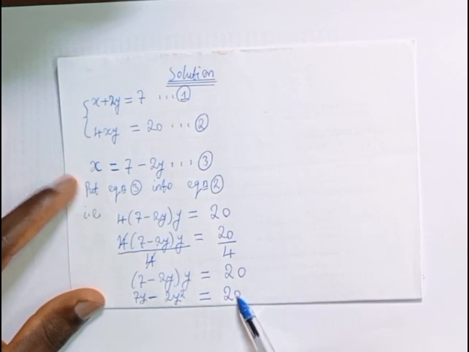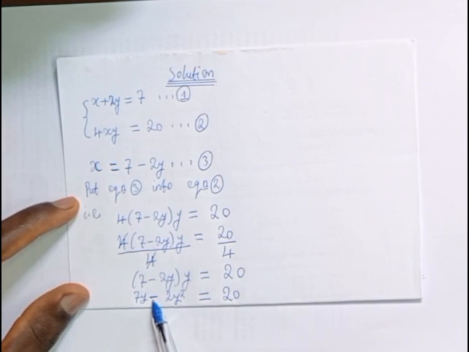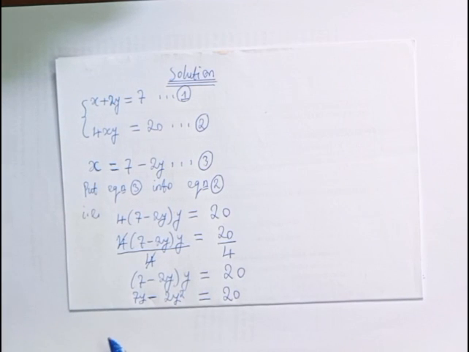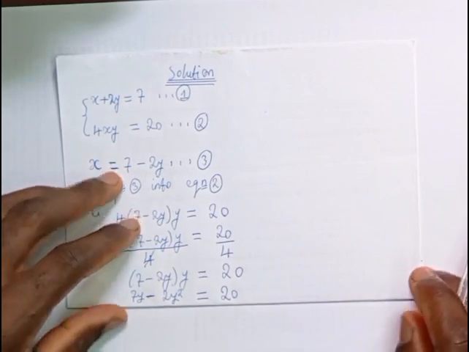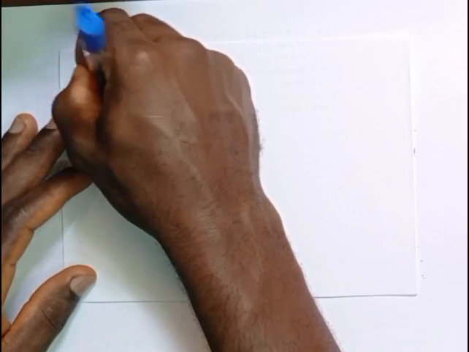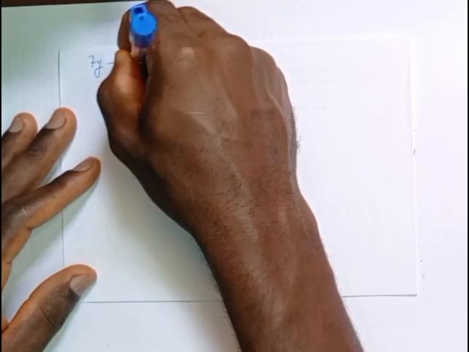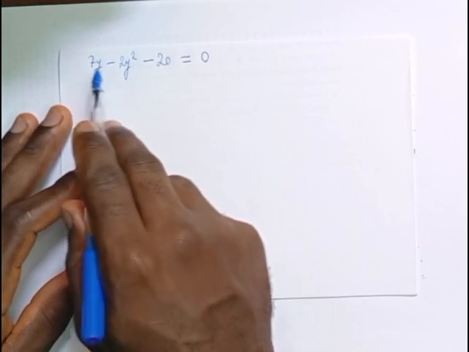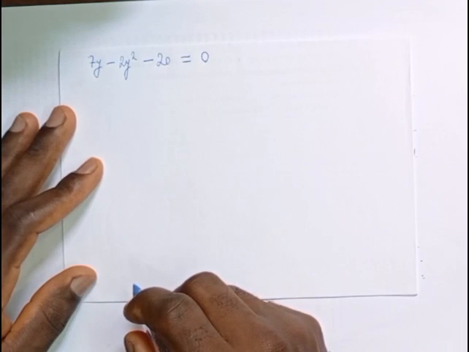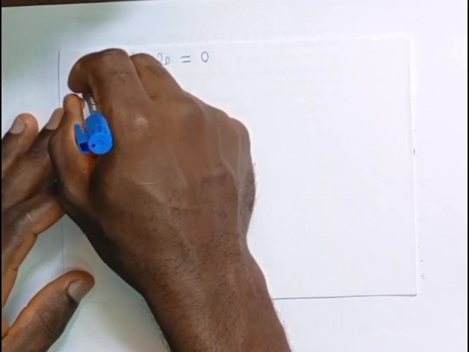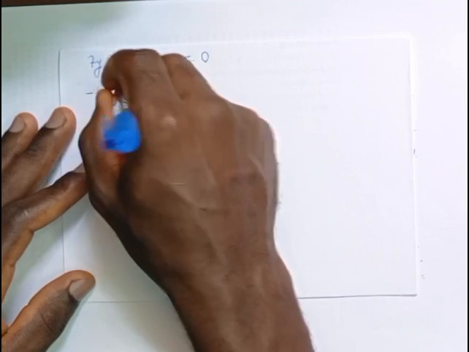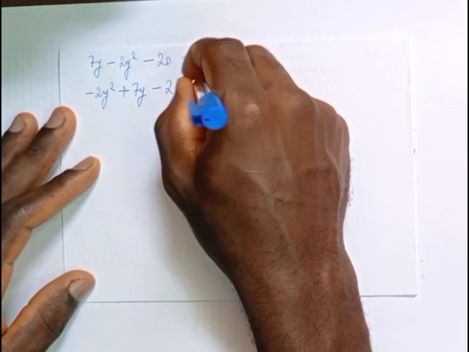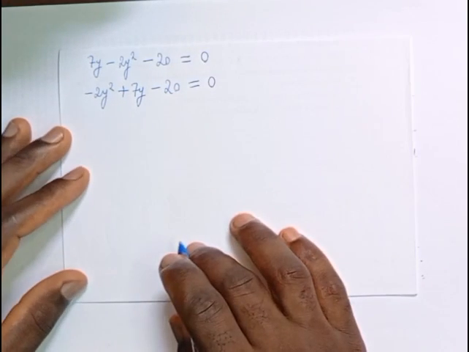Next, what we have to do is transfer 20 to the left hand side, and when it crosses the equality sign, it becomes negative. This will give us 7y minus 2y squared minus 20 is equal to 0. This is a quadratic equation which can be further arranged. This will give us negative 2y squared plus 7y minus 20 is equal to 0.